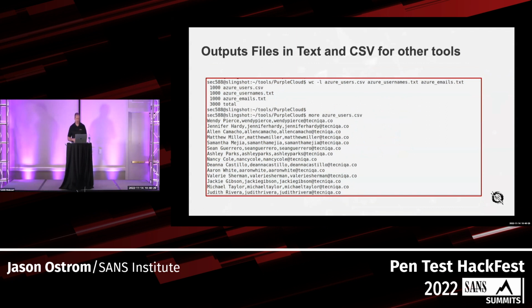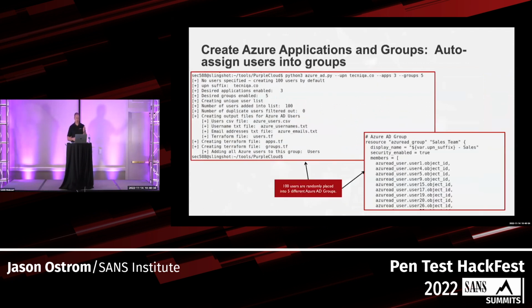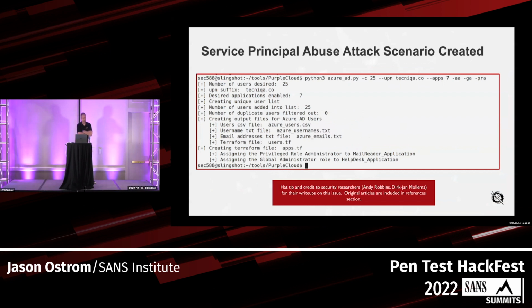This is what it looks like. It auto-generates these fake users, and it auto-assigns them in Terraform randomly into these different groups. Then we have the service principal abuse attack scenario. This is a privilege escalation scenario. And the final slide will show you the workshop where you can do this on your own. We have a 2-hour excellent workshop. You can download a VM, and it gives you a playbook on how to manually run a privilege escalation attack within your own Azure AD tenant.